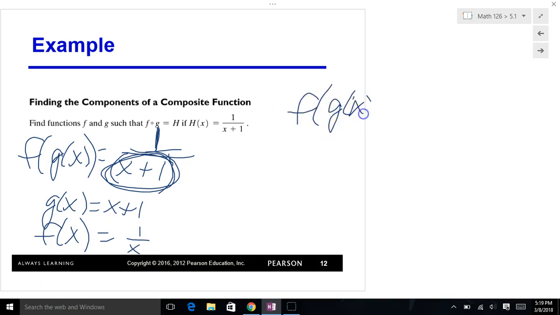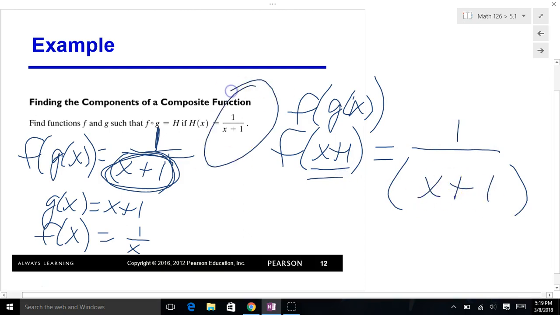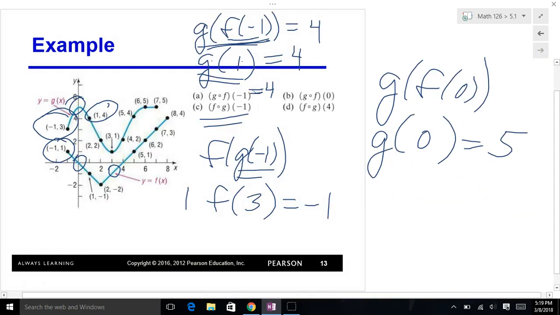And then you can test that as well. F of g of x, our g is supposed to be x plus 1. So x plus 1 goes into f. F is 1 over x. But what goes in? G. X plus 1. That's what we started with. 1 over x plus 1. Then we talked about that.